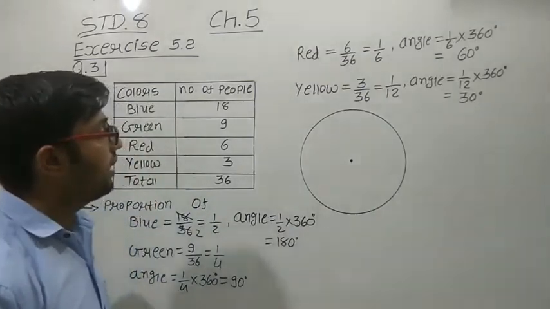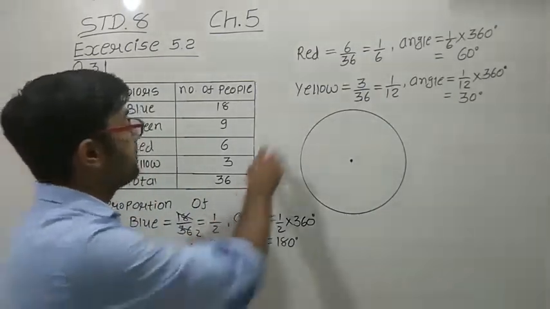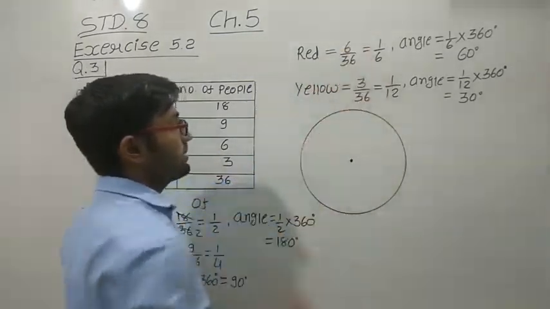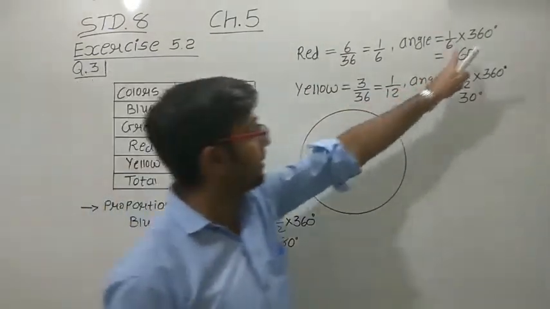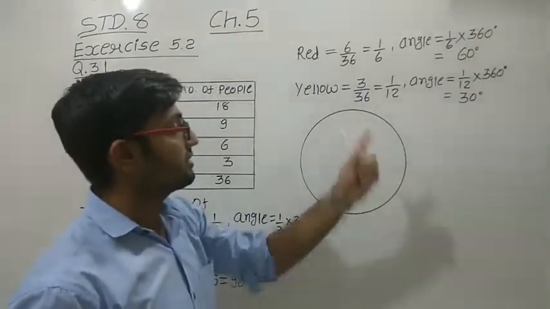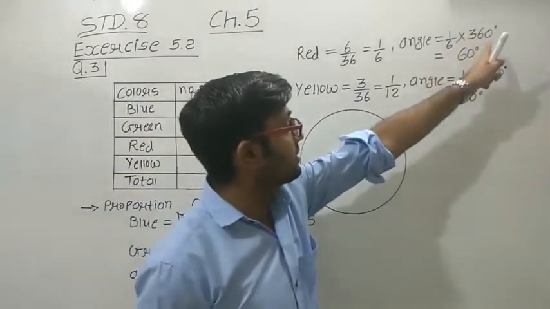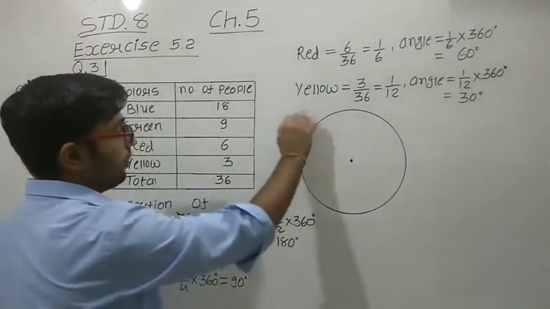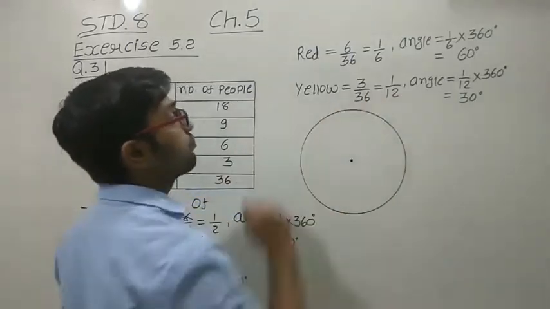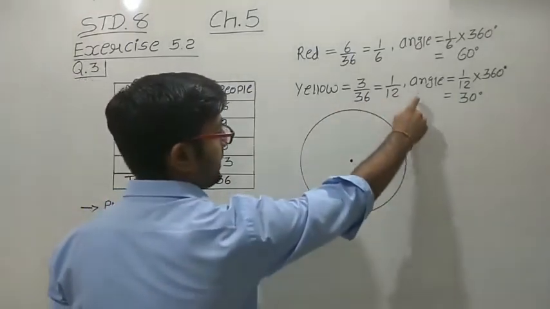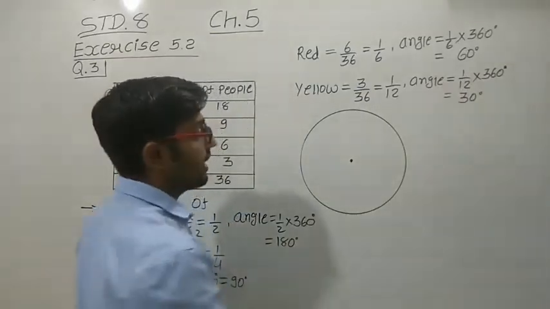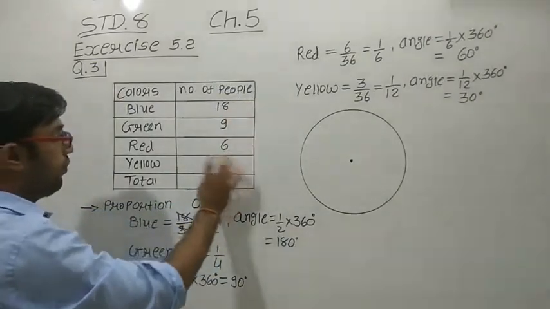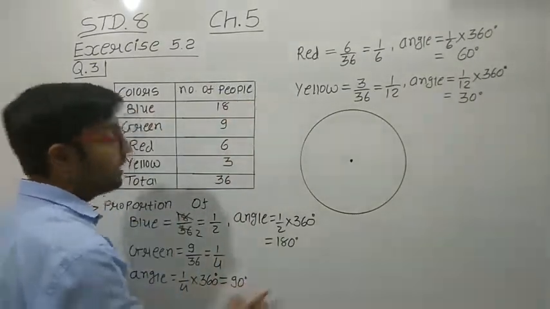That is the second angle. Now the proportion of the red: the red color is preferred by 6 people. So 6 upon 36 is 1 upon 6, and the angle we get here is 1 upon 6 into 360 degrees, that is equal to 60 degrees. 6 6s are 36 and 0 is there. So 60 degrees. Proportion of yellow is 3 upon 36, that is equal to 1 upon 12. So the angle here is 1 upon 12 into 360 degrees, and that is 30 degrees. So all these 4 angles, 1, 2, 3 and 4, for all the 4 colors, now we have the angles.